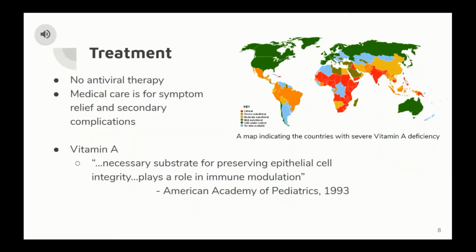There aren't any antiviral therapies for measles. Medical care is given to the infected for symptom relief and treating common complications. However, severe cases can call for the use of vitamin A. The World Health Organization, UNICEF, and CDC all recognize vitamin A as beneficial in terms of reducing morbidity and mortality, especially in developing countries where deficiency is a problem. This is because it is known to help with preserving epithelial cells and immune modulation.